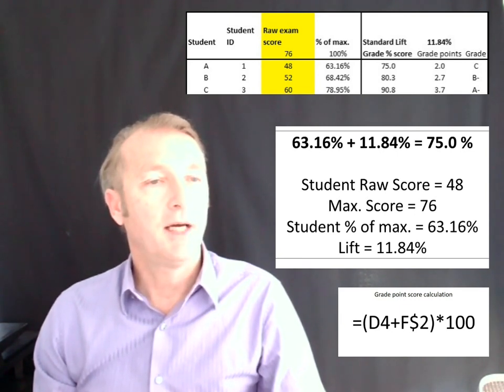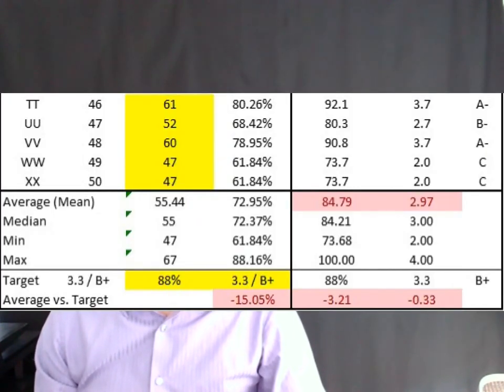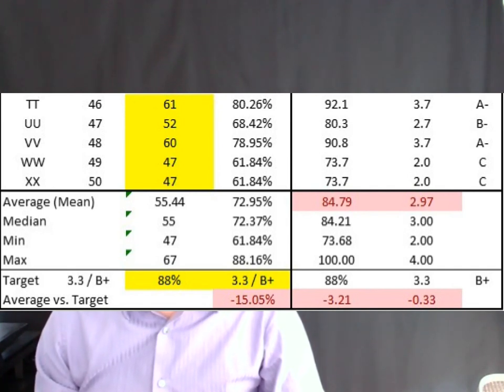And then I do that for all the students. And let's have a look at the calculation. Now we can see that the mean went up, but it only went up to 84.79 with this standard lift score. So that is still about 3.2 percentage points lower than we need it to be. So the standard curving doesn't work in this instance. We still need to compensate for that.